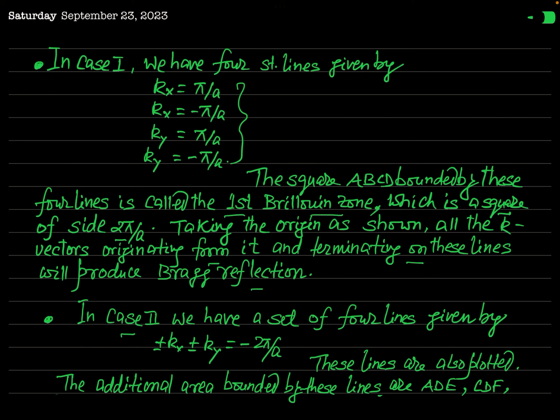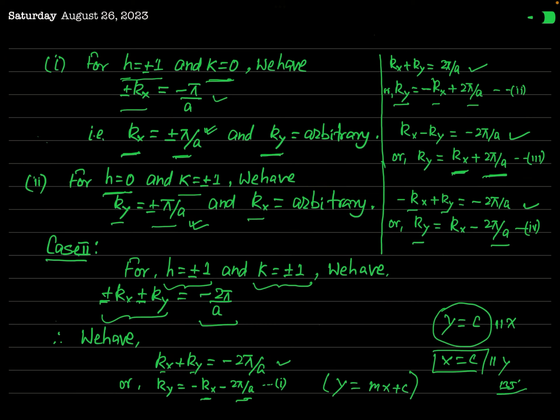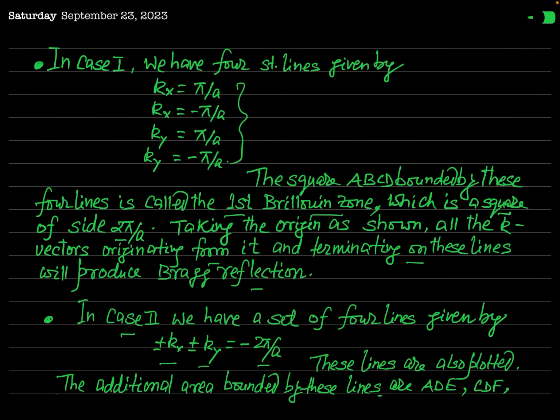You have seen that in the second case, the equation is plus minus kappa x plus minus kappa y equal to minus 2 pi by a. Actually, as you have seen, this is not a single equation, but it represents 4 equations, and all those 4 equations which I have marked here, this is equation 1, equation 2, 3 and 4, all these represent straight lines, okay, which I have shown in that figure. So these lines are plotted.